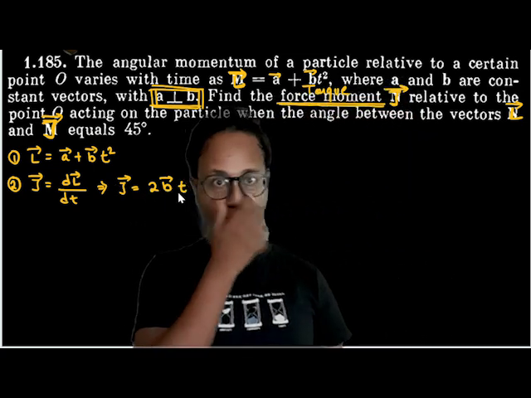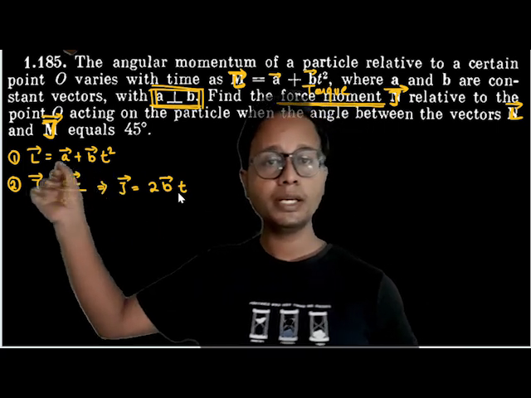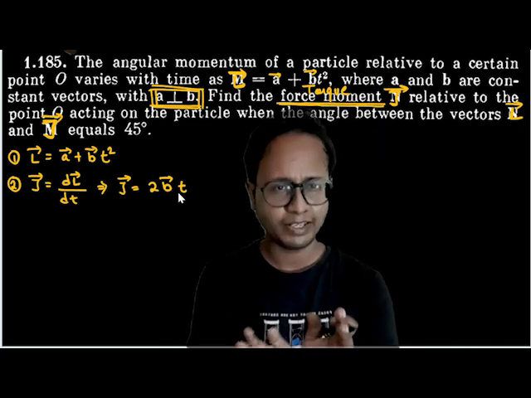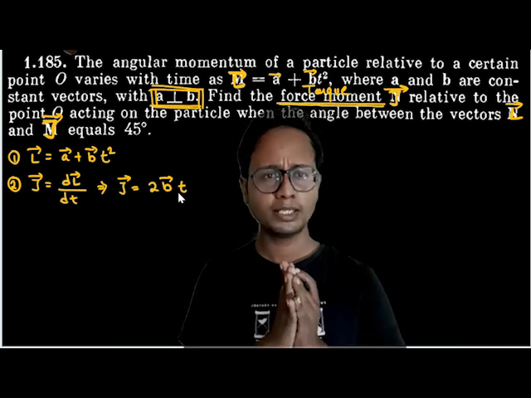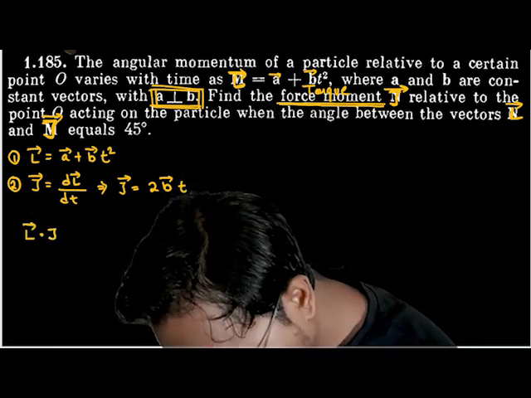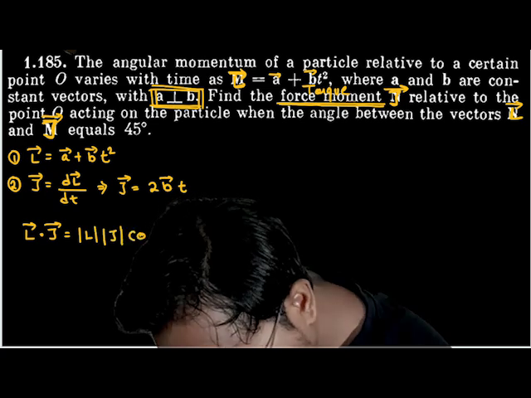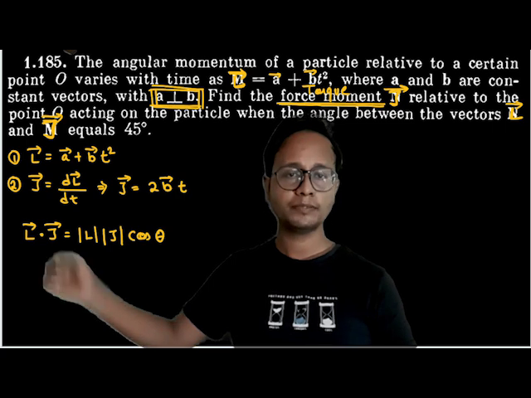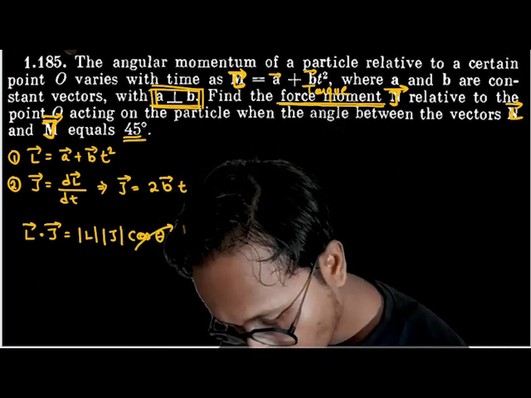Now the question is saying find the value of torque when the angle between L vector and tau vector is equal to 45 degrees. Whenever the angle between vectors is given, what is the first intuition? Somehow we have to use the dot product. L dot tau is equal to magnitude of L into magnitude of tau into cos theta, where theta is the angle between L vector and tau vector. Here theta is 45, so cos 45 is nothing but 1 by root 2.